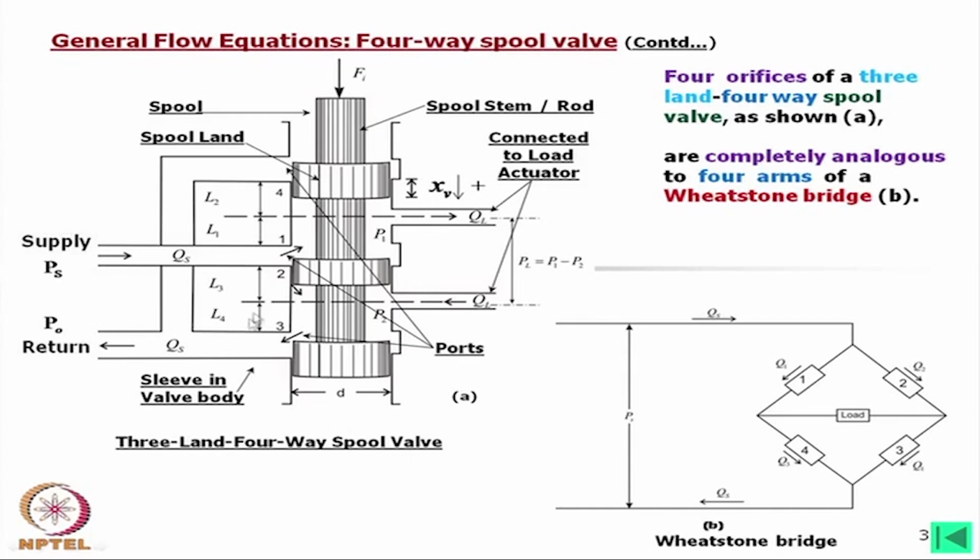Four valve ports, Q1, Q2, Q3, Q4, this will be Q4, this will be Q3 and this will be Q4, there is some mistake here, and this is the load connection. And here the pressure difference Ps, which we have already mentioned, and here the respective pressures P1, P2, P3, P4 are there. Now, this analogy is often helpful in visualizing valve operations.